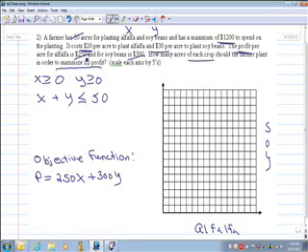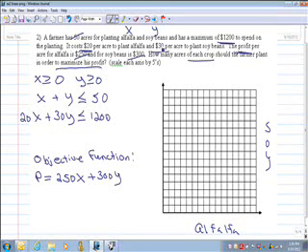So alfalfa costs $20 an acre. So 20 times X, and soybeans is $30 an acre, so 30 times Y. And altogether, that has to be less than or equal to $1,200.